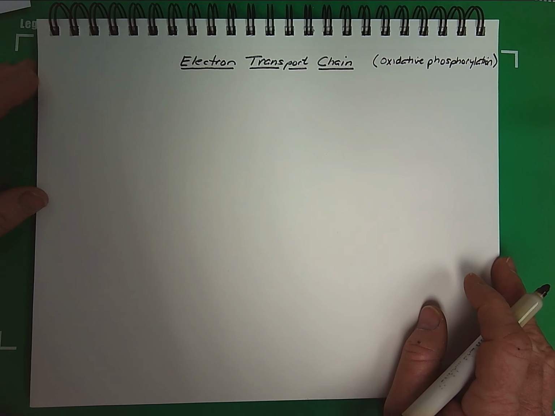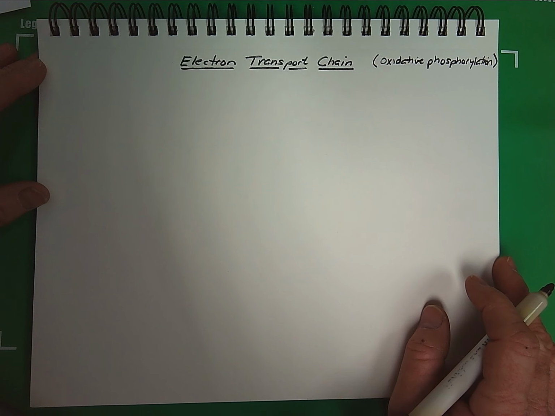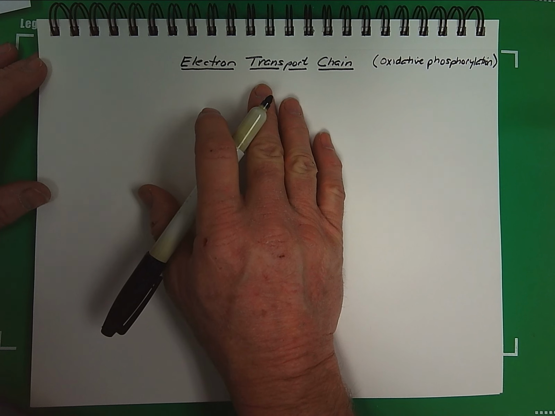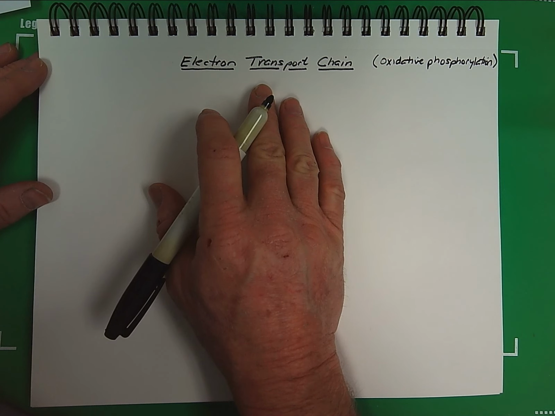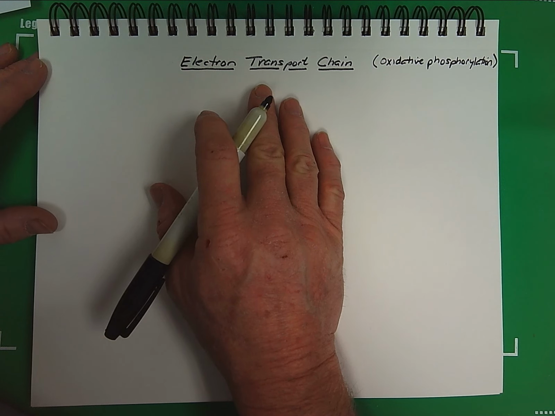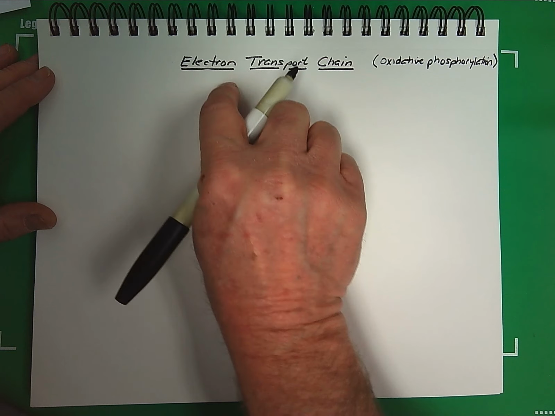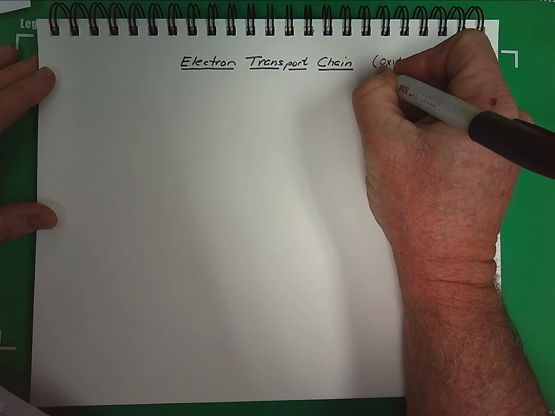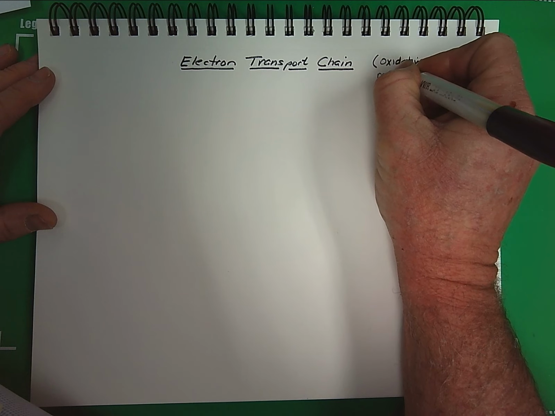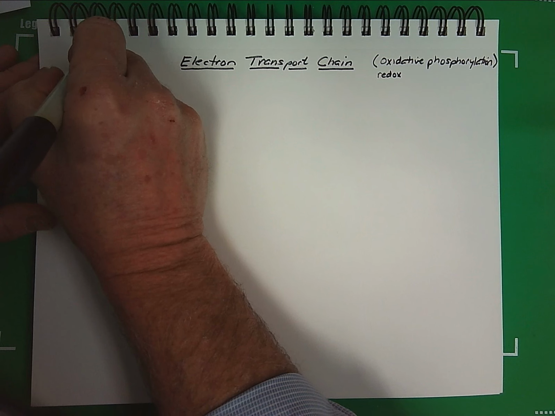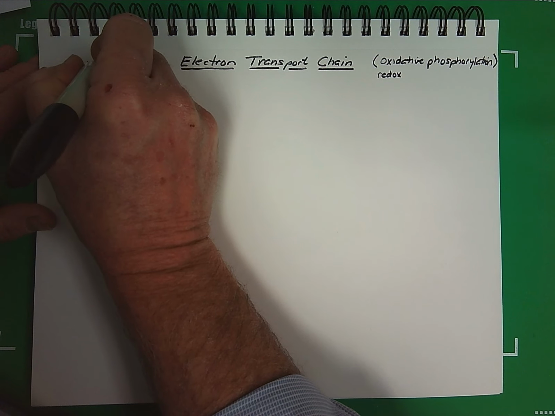Okay, in this video, we are going to be looking at the process of the electron transport chain. Now, the electron transport chain is going to be occurring in the inner mitochondrial membrane. The majority of the components are associated with the membrane structure, and it's going to involve a series of redox reactions.